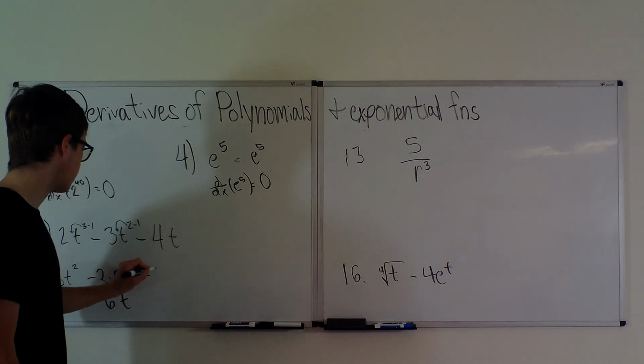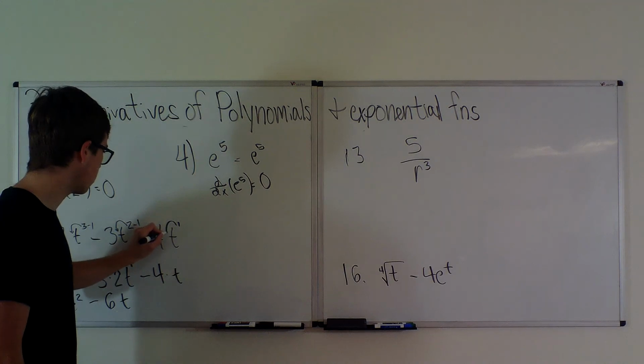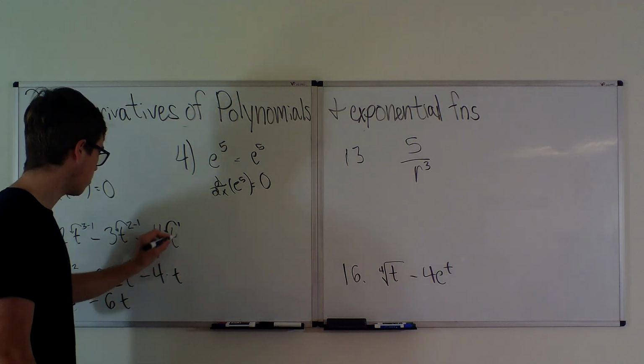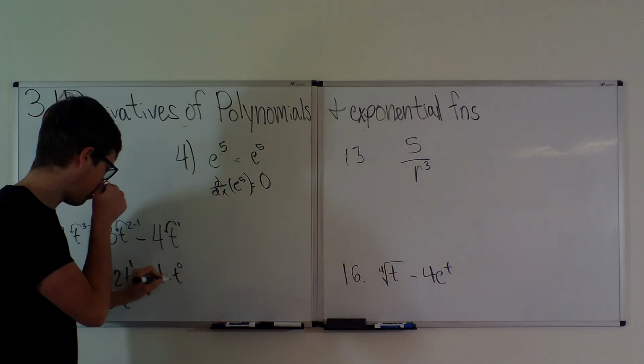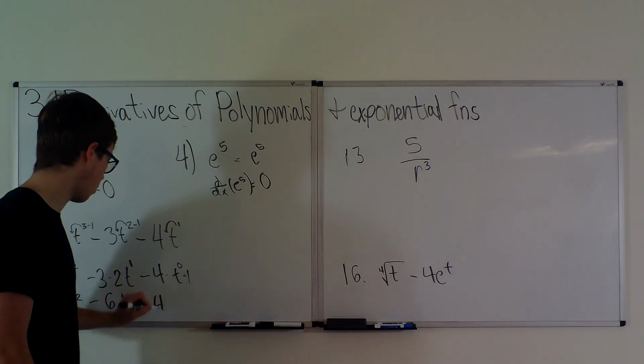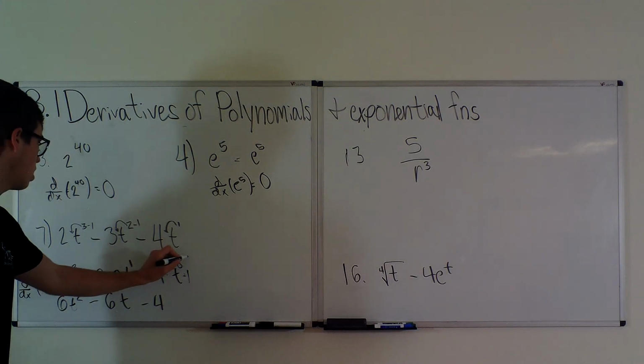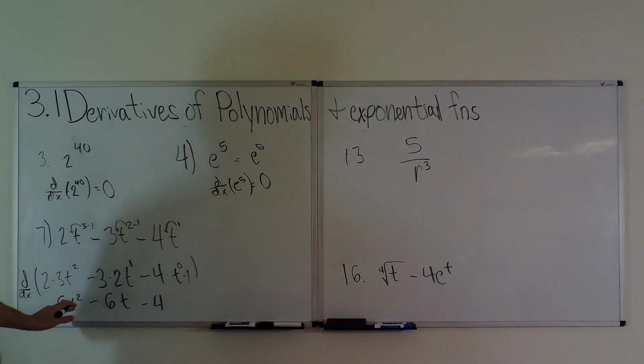And then you have minus 4 times t, and that's still t to the 1. Bring the 1 in front; 1 minus 1 is 0, so that's just 1. So then you have minus 4. So the answer is equal to 6t squared minus 6t minus 4.